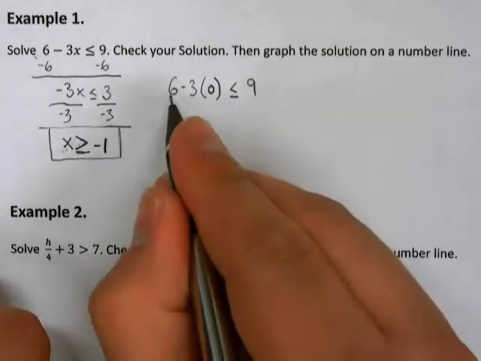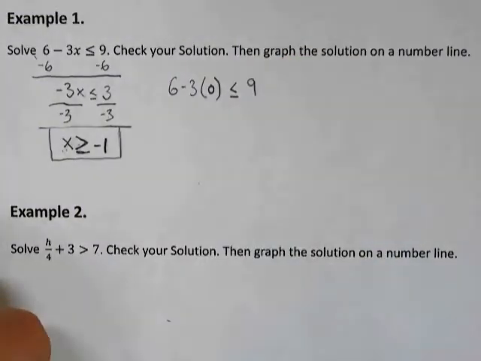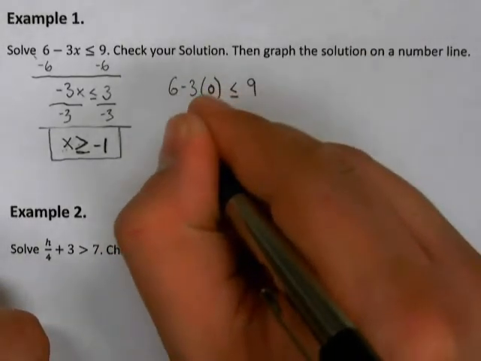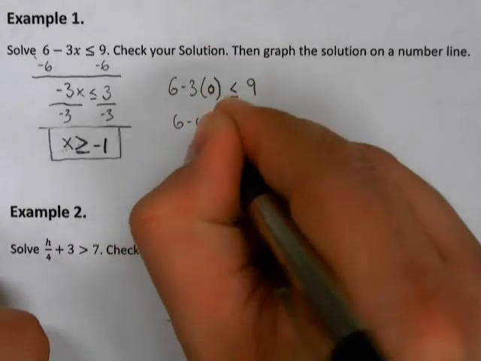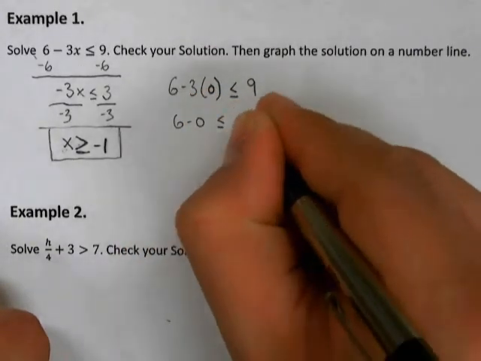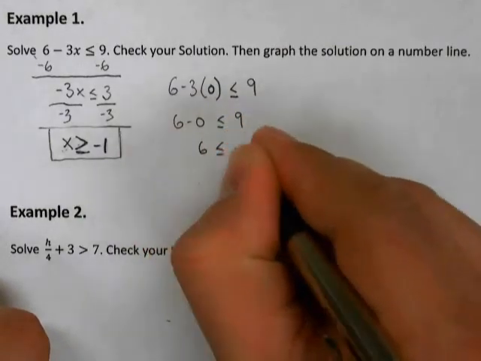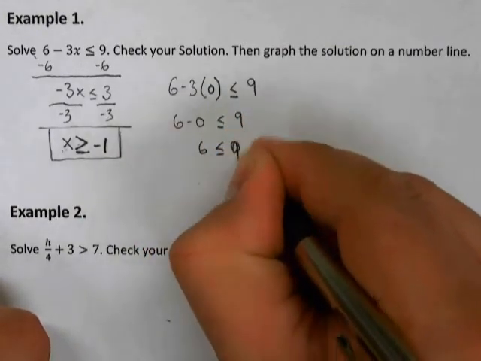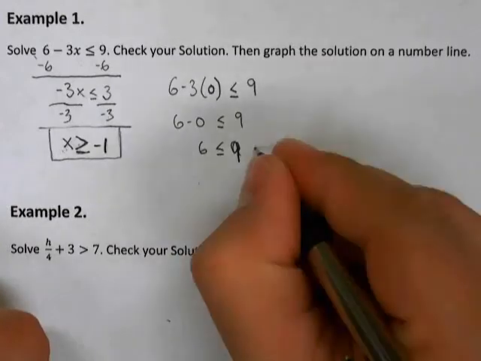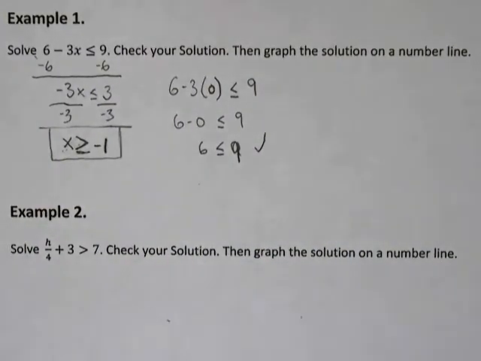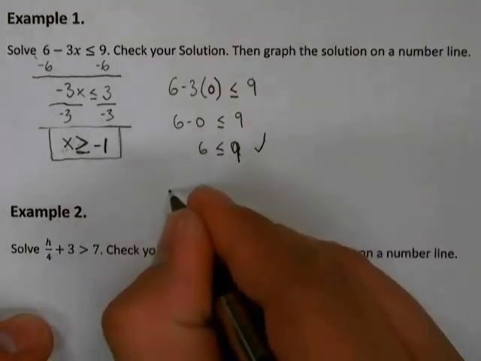And when we're solving, we're using the PEMDAS order just like we normally would. We get 6 minus 3 times 0, which is just 0. So 6 minus 0 is less than or equal to 9. And 6 minus 0 is just 6. And 6 is less than 9. So that checks out. That works out. And so our last thing to do is to graph this on a number line.